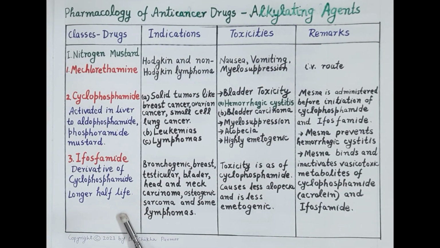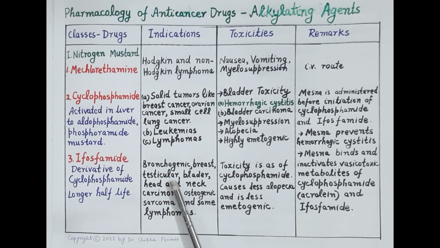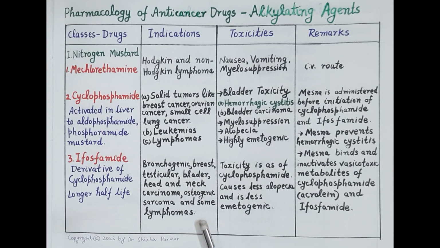Now, ifosfamide is useful in treating bronchogenic, breast, testicular, bladder, and head and neck carcinomas, osteogenic sarcoma, and some lymphomas. As ifosfamide is a derivative of cyclophosphamide, its toxicity is similar to that of cyclophosphamide. However, it causes less alopecia and is less emetogenic.